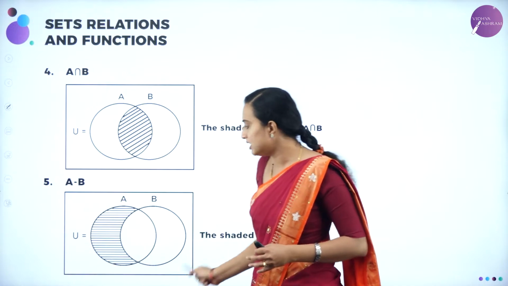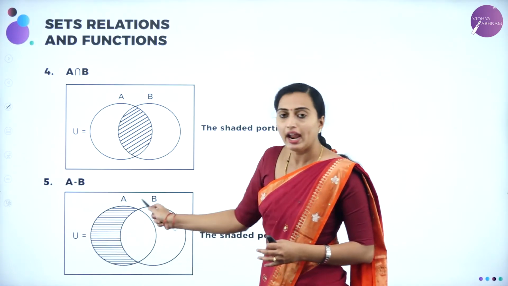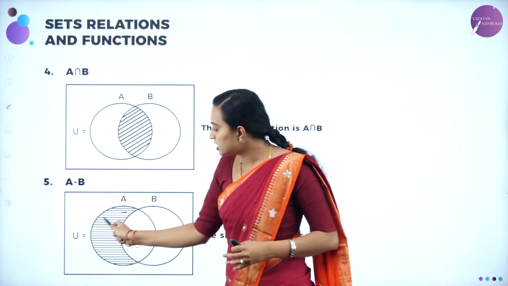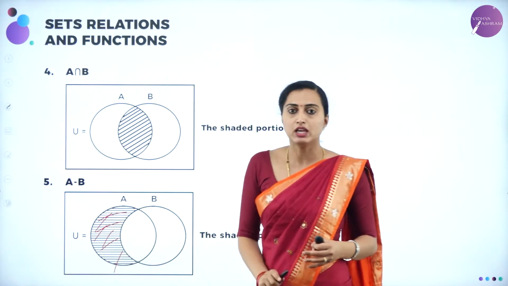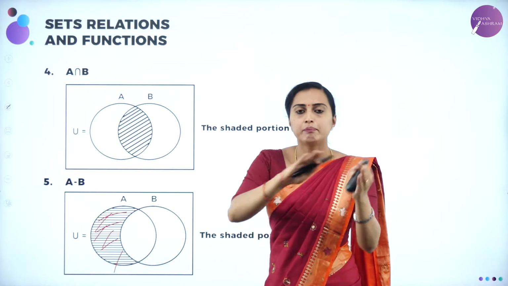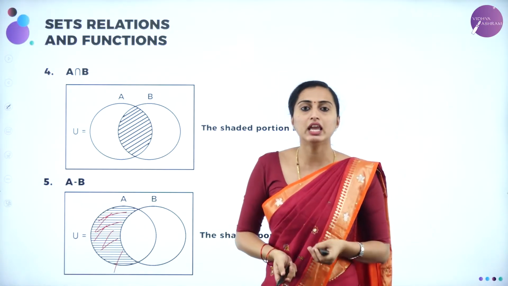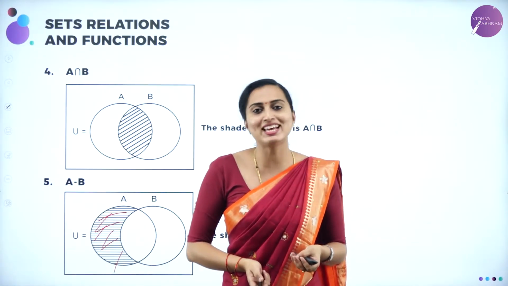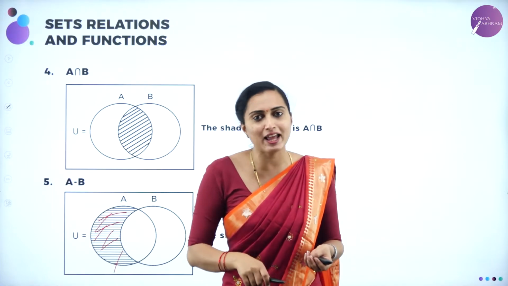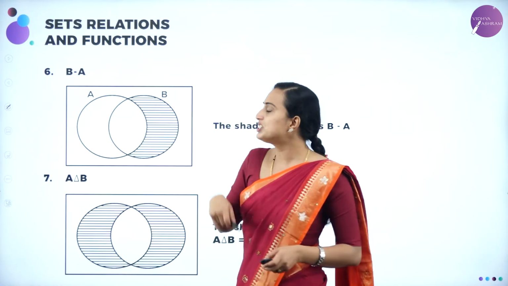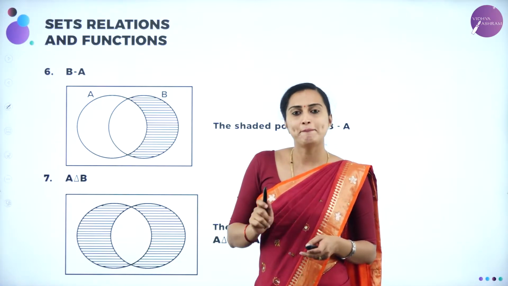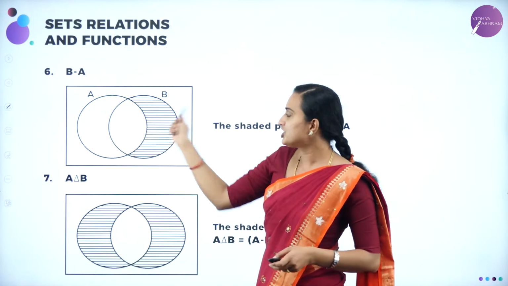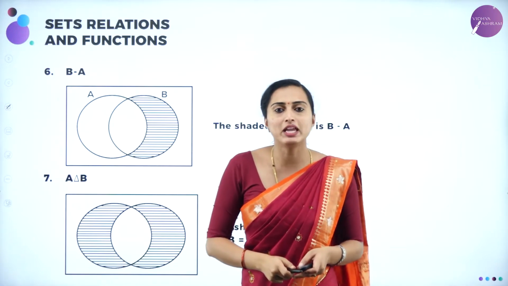This is the universal set, this is set A, and this is set B. Only this shaded part is what you are going to have as A minus B, which are only in A but not in B. Then can you guess, dear students, what is B minus A? B minus A means which are in B but not in A. Here the shaded part is B minus A.